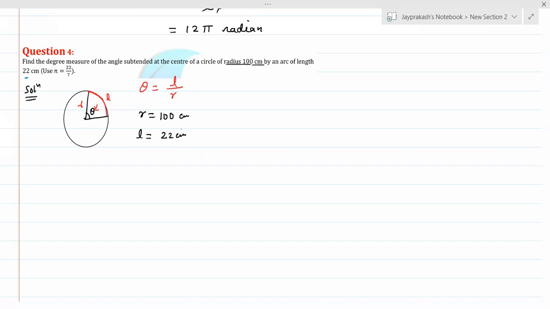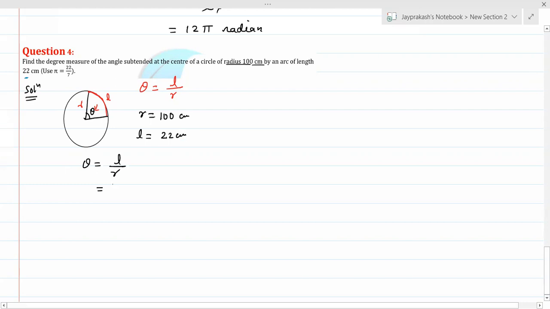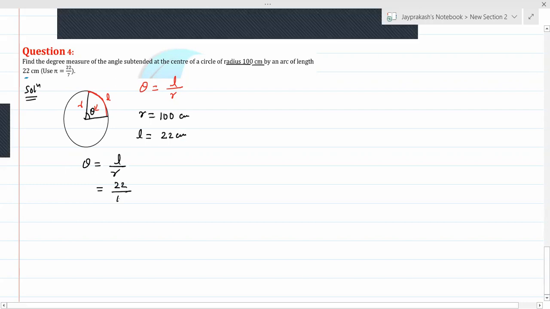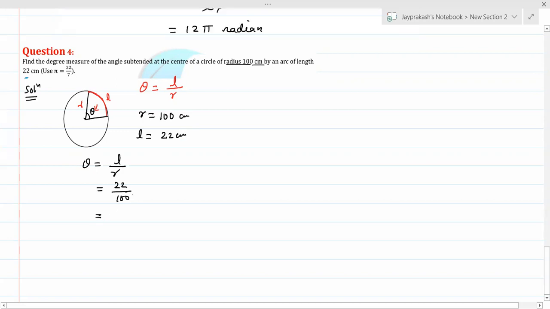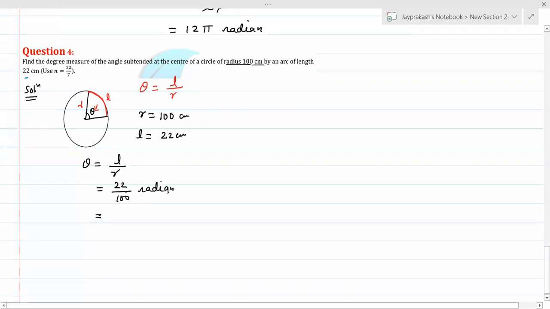Remember this one thing: whenever you find the relation between the length of arc and the radius of the circle, it will always give you the measurement in radian. So when we find theta, theta is equal to L by R, and we have length of arc 22 by 100. So it changes to 0.22 radian, or we can simply say this is in radian measurement. This is the value of theta in radian.